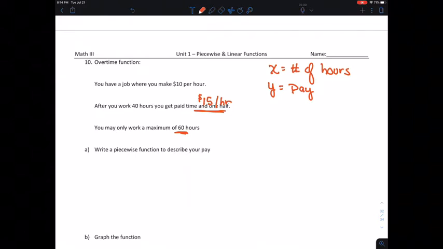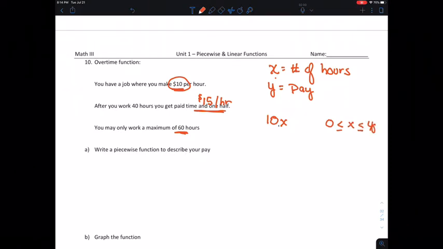So we know that we make $10 an hour, so for every hour we work, we get $10. So this is going to be our slope. So our slope would be 10x. Our y-intercept would be 0, because if you work 0 hours, you make 0 money. So what is the time constraint for this? This is if you work from 0 to 40 hours. You make $10 an hour.